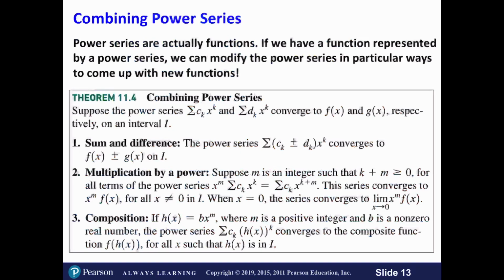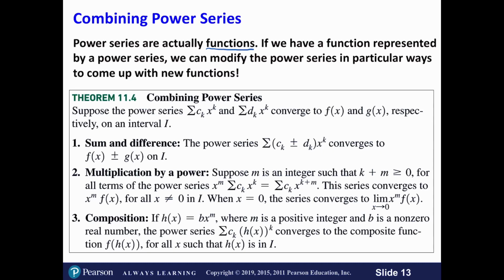Okay. So now when we combine power series, if we want to consider the possibility of putting several power series together, we have a theorem that considers that. Power series are really just functions. So if we have a function that is represented by a power series, we can modify that power series in particular ways to come up with new functions. Let me show you what I mean.